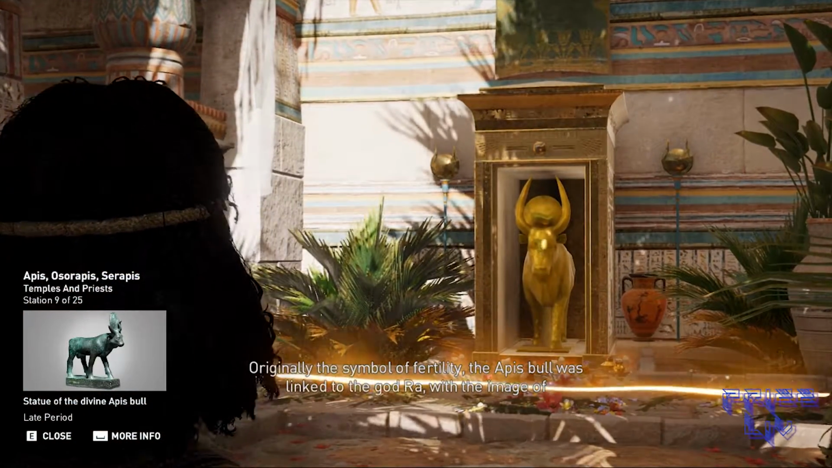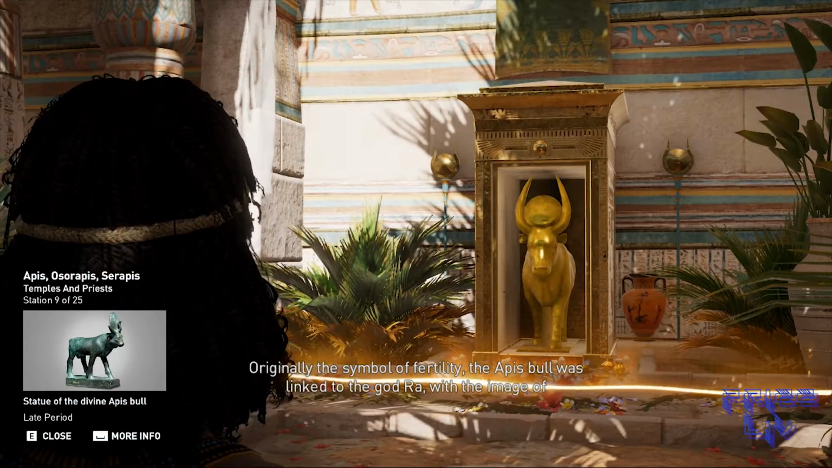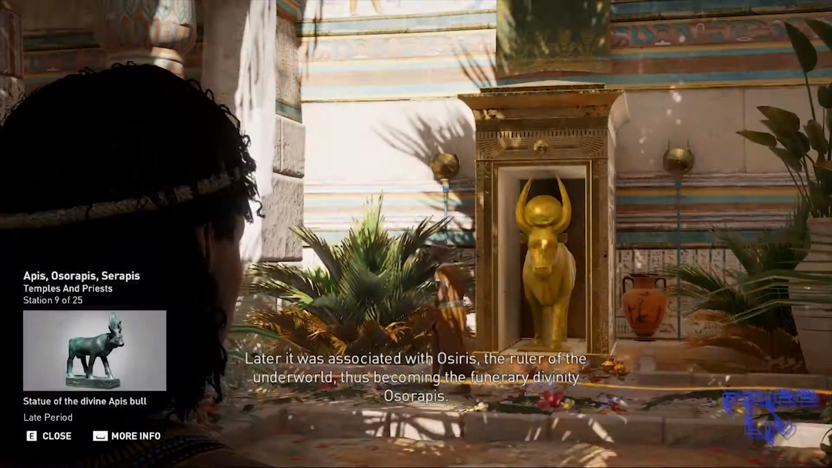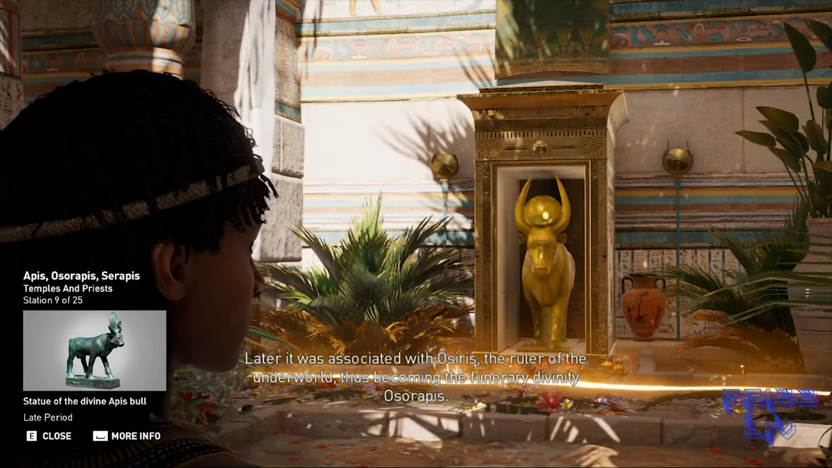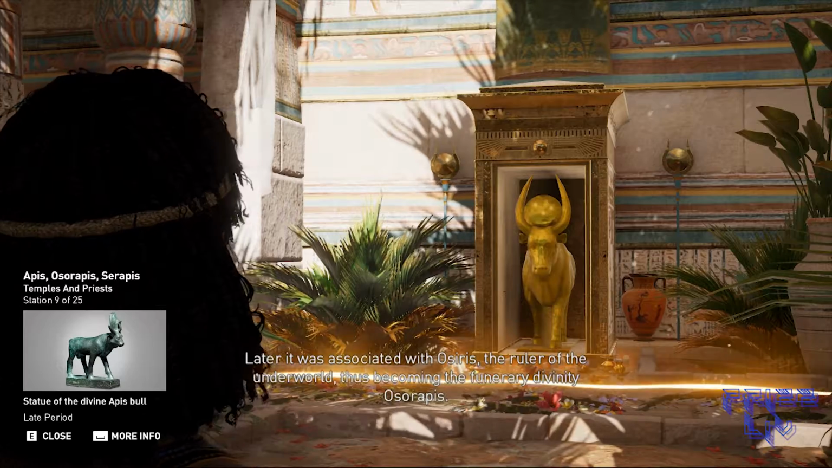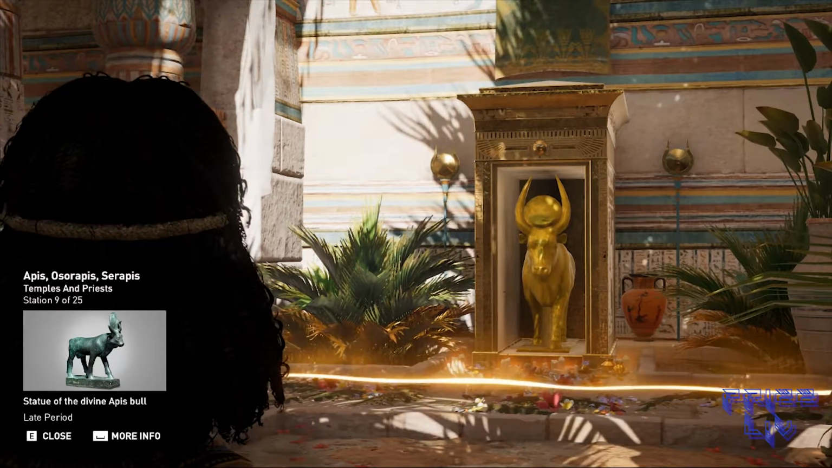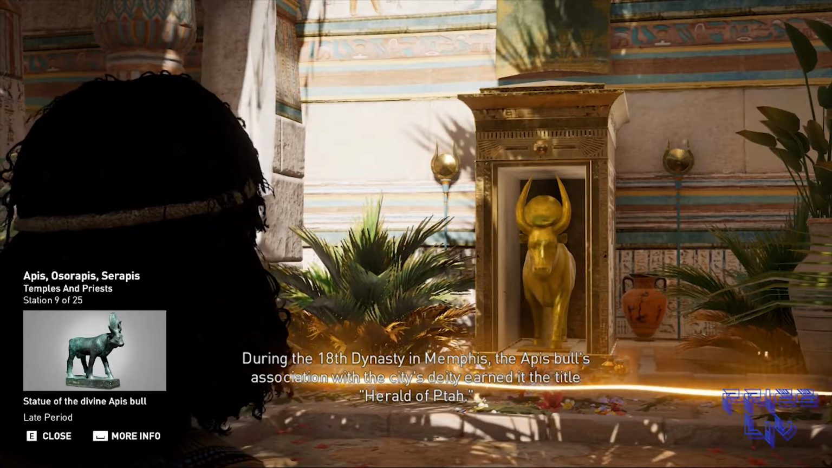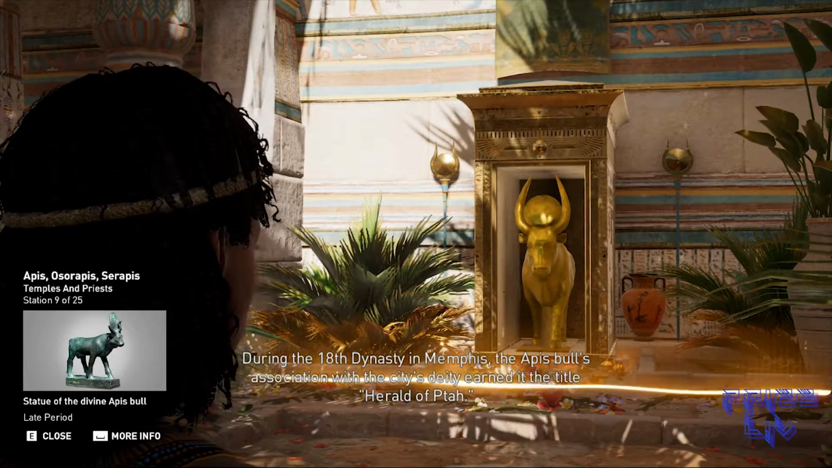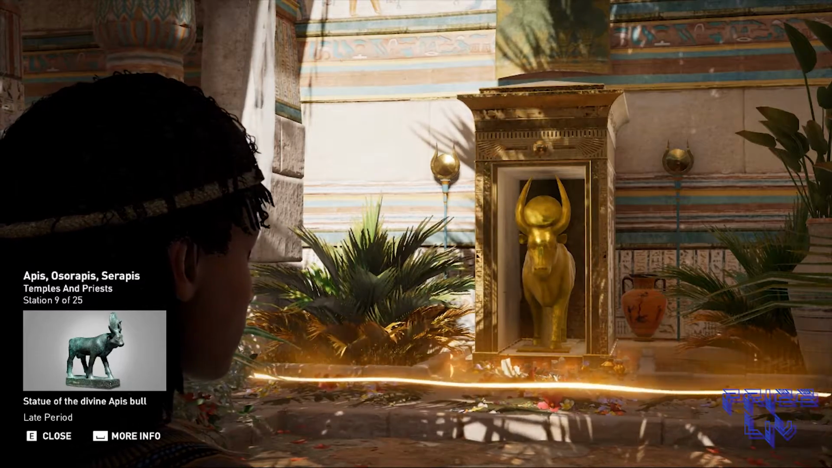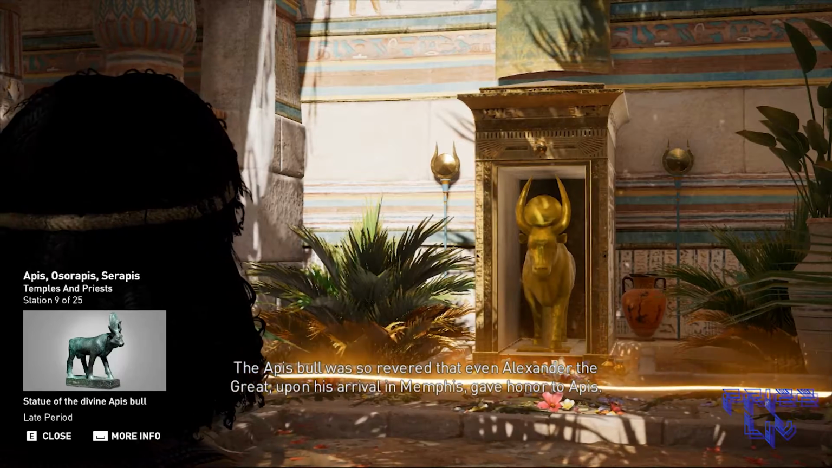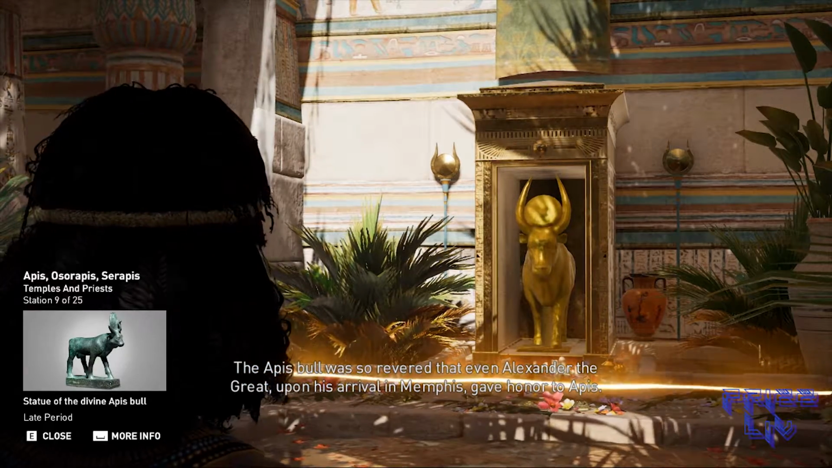Originally the symbol of fertility, the Apis bull was linked to the god Ra, with the image of the sun carried between its horns. Later it was associated with Osiris, the ruler of the underworld, thus becoming the funerary divinity Osiropis. During the 18th dynasty in Memphis, the Apis bull's association with the city's deity earned it the title Herald of Ptah. The Apis bull was so revered that even Alexander the Great, upon his arrival in Memphis, gave honor to Apis.